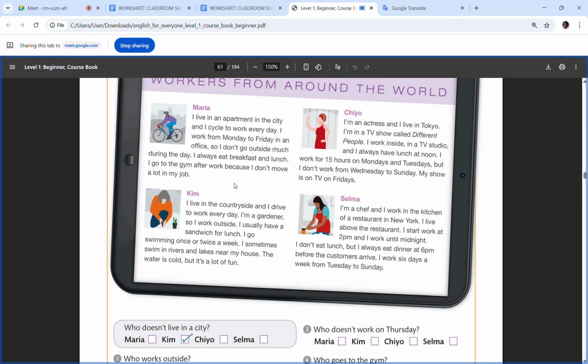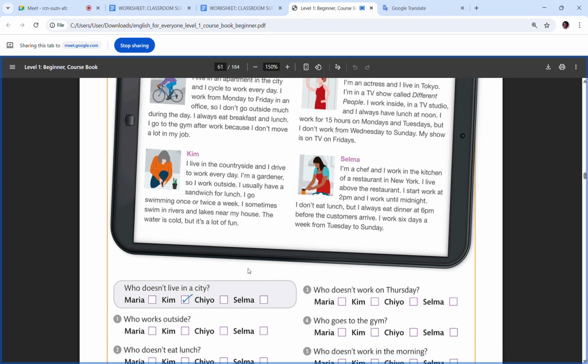I think these are all women. They are all female. Maria is a girl. Kim is a girl. Selma is a girl. Kyo is also a girl. I think this is a Japanese name. I don't know if I'm pronouncing it correctly. Maybe it's Kyo. But you'll see this book has names of different languages. It's not just English.